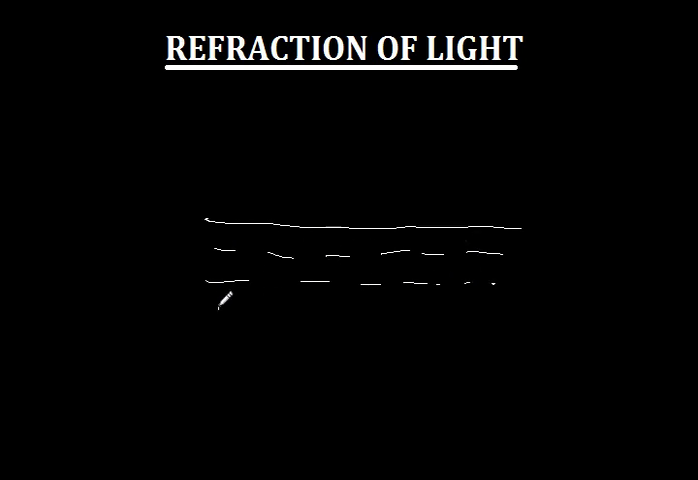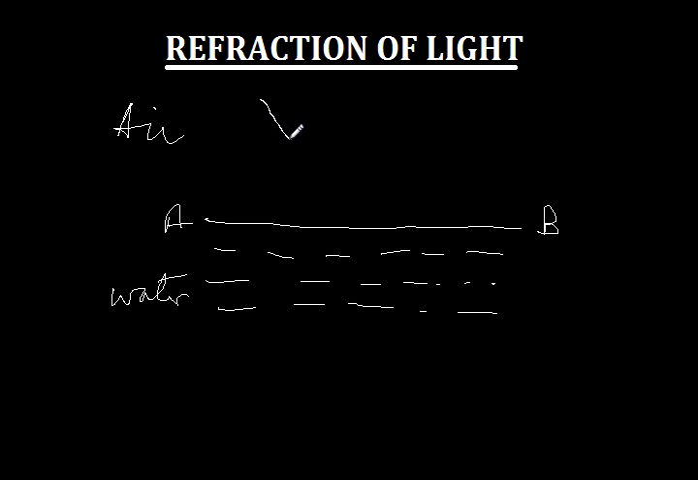Say a ray of light is traveling through a medium and takes entry into a second medium. This is the surface of separation of water and air. This is water, and AB is the surface of separation of water and air. A ray of light traveling through air is incident on the surface of separation of water and air AB at the point O.